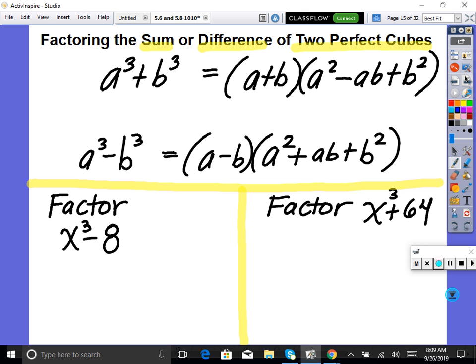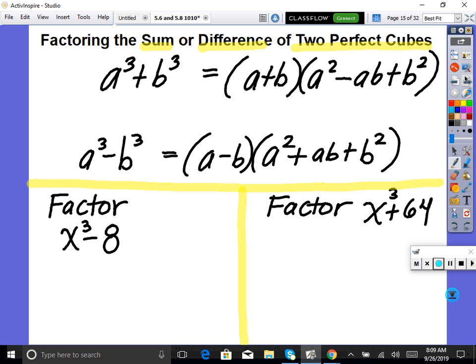So here is the thing. Factoring 2 perfect cubes. A cubed plus b cubed will always factor to be that. Write it down, then I'm going to teach you a little trick I used to remember it. A cubed minus b cubed will always factor to be this. Write them down so then I can start explaining how I remember these.